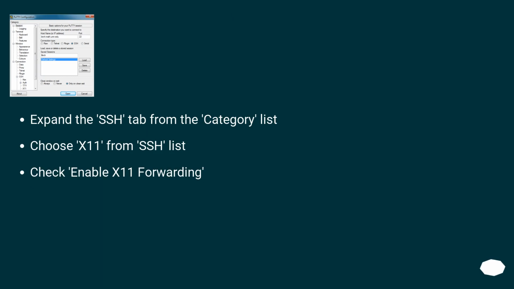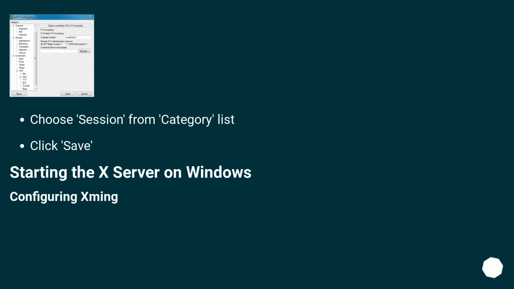Expand the SSH tab from the category list. Choose X11 from SSH list. Check Enable X11 Forwarding. Choose Session from category list. Click Save.